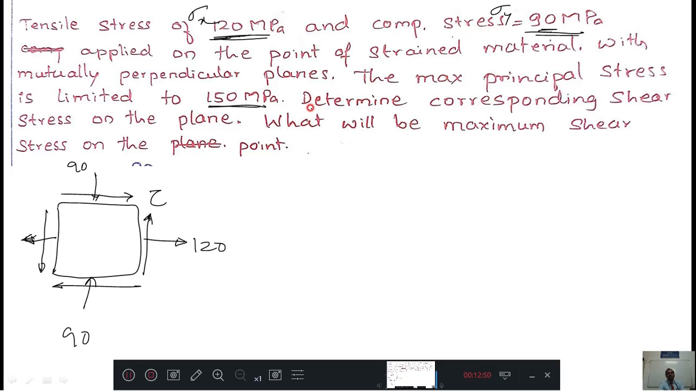How do I say that it is unknown? Because here they said determine the corresponding shear stress on the plane. On the plane you want shear stress, which means this shear stress is unknown. Sigma x I got here 120, sigma y I got here minus 90. Tau is unknown here, and theta is not given. Why is theta not given? Because they are not interested in a particular plane. They are interested in the maximum and minimum stresses.